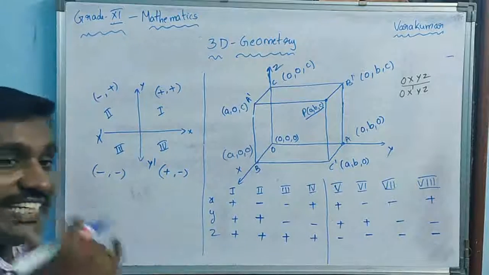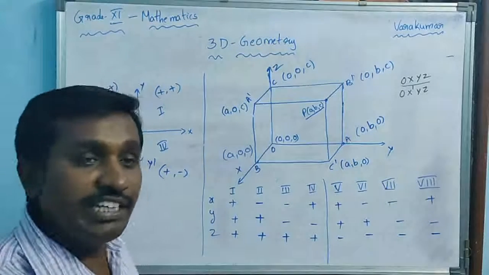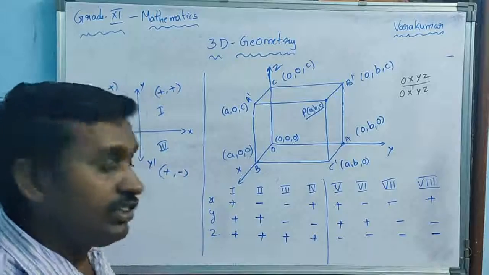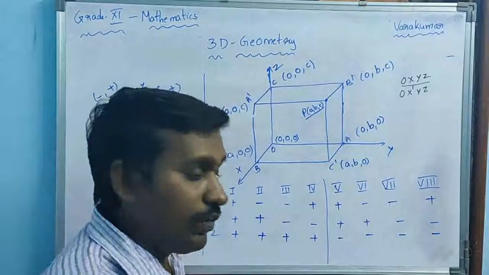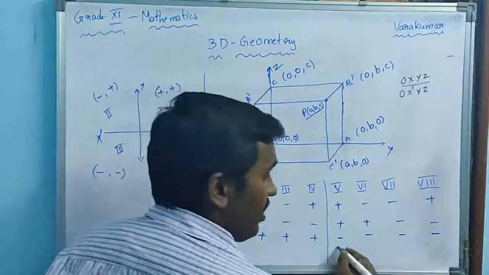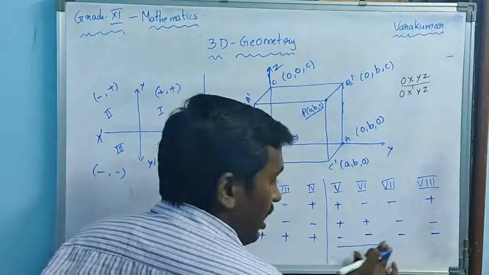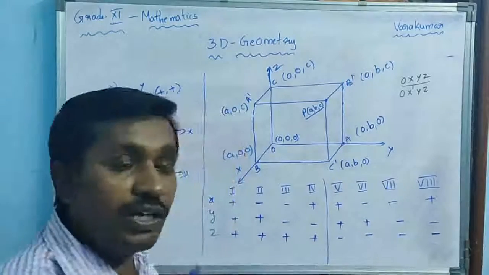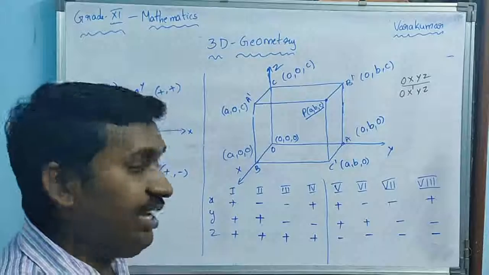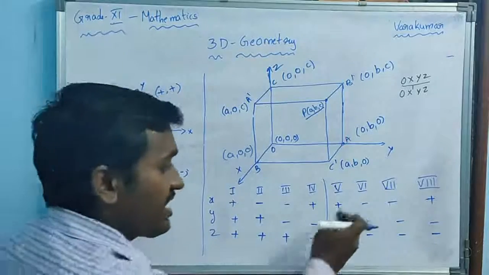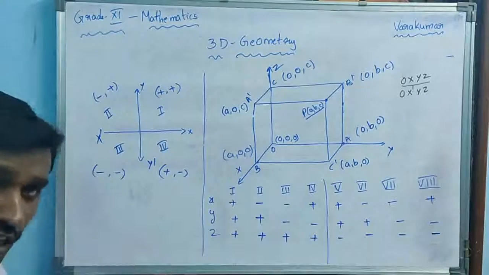Now suppose Z dash comes. So all are negative, so you have to go to the down layer. These are all the down layers. Now I have to talk about which octant they belong to. In the same way, first plus plus. We are going down, right?